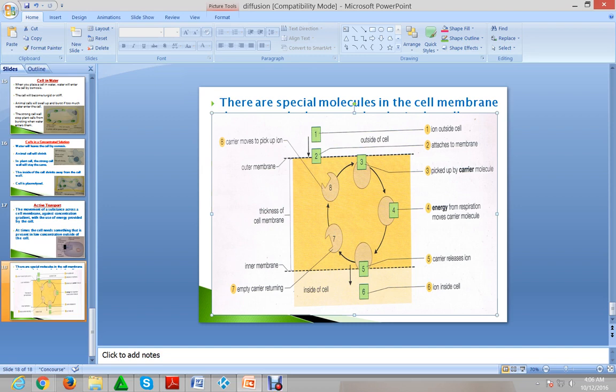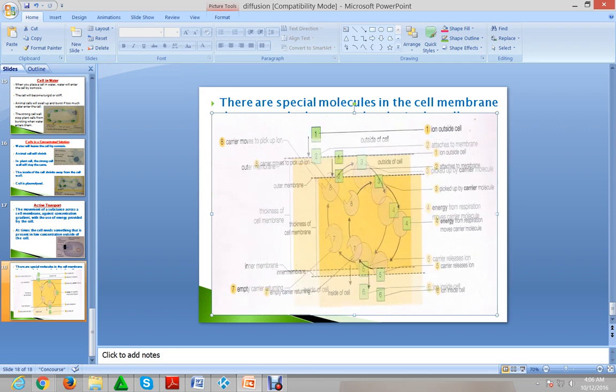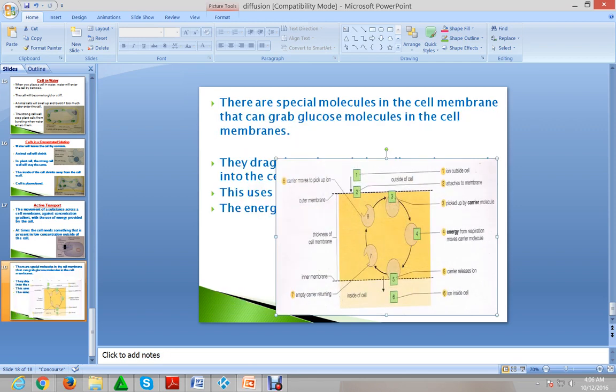Once the cell needs a particular substance, a particular nutrient, and it is of low concentration outside of the cell and of high concentration inside the cell, then diffusion or osmosis will not allow it to take place. Active transport is basically the process that will allow those extra substances to enter the cell.